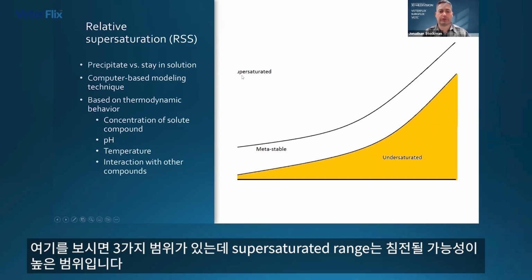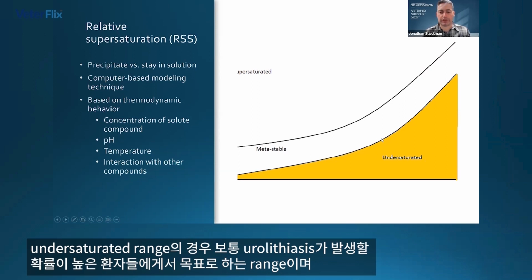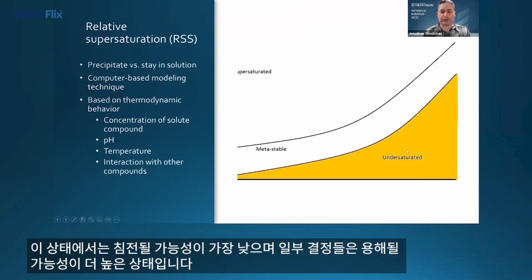We have the supersaturated range, which is where there is a high risk of precipitation. We have the metastable range, which is where we don't have a high risk of precipitation, but we don't really have much of a chance of dissolution of the crystals. And then we have the undersaturated range, where we usually aim for in these patients that have a high chance of urolithiasis, because this is where the chances of precipitation are the lowest. And in fact, for some crystals, we have a better chance of dissolution.